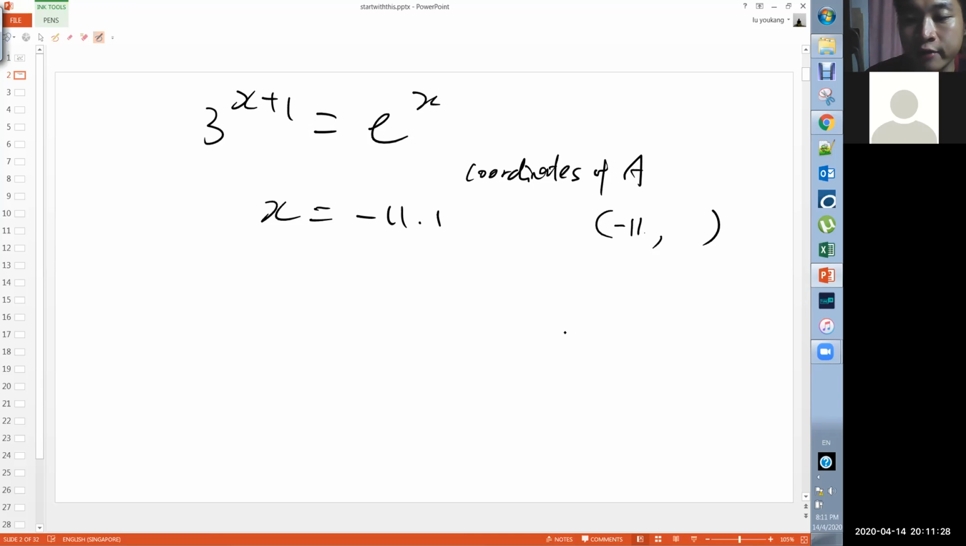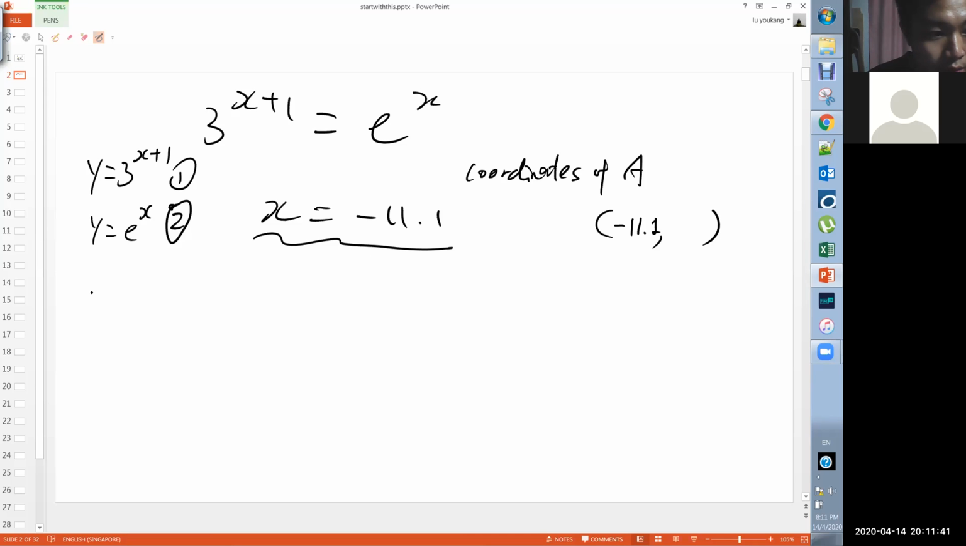The x coordinate already. So what you need to do, because you got your equation 1, you got your equation 2. Once you get x already, you just put it into equation 2, or you can put it into equation 1 also can. So I put it into 2. So that is your y. So help me out with a calculator.